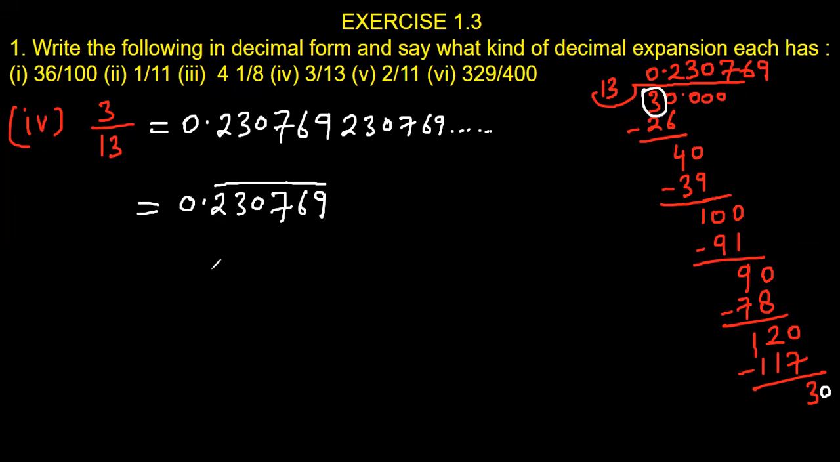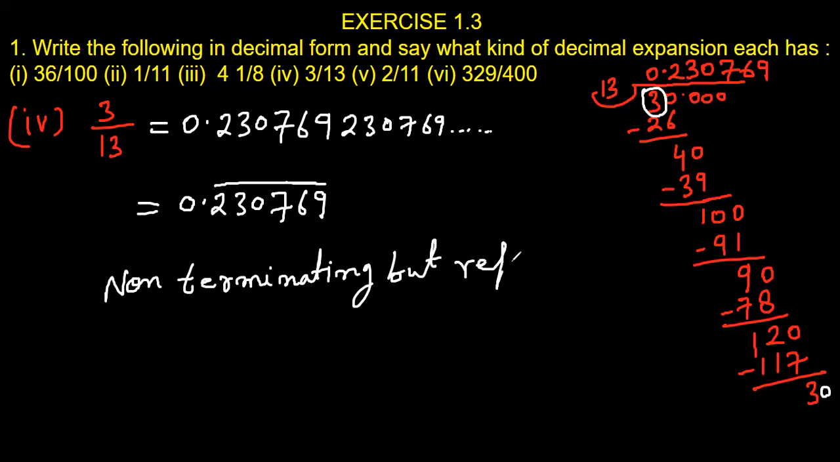So what does this decimal mean? What kind of decimal expansion is this? This is non-terminating, of course, because it is not ending. We are not getting remainder 0 ever. So we will write non-terminating, but repeating. Non-terminating, but the digits are repeating, no? Repeating. All right, so this is part 4.